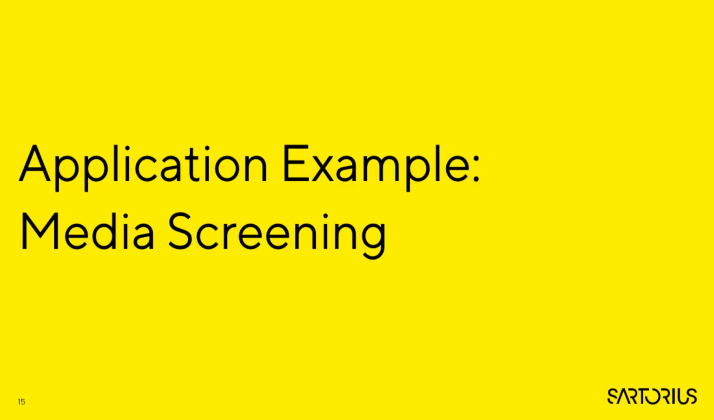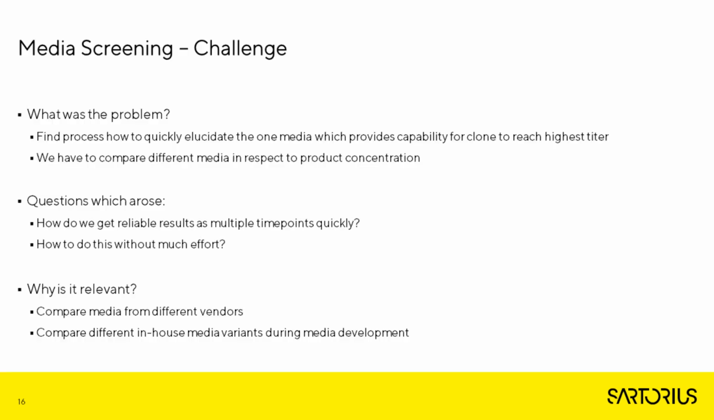So the first application example I want to show is a media screening experiment. Our challenge here was to find a process to quickly elucidate the one media which provides the capability for a given clone to reach the highest titer. The other part was that we had to compare different media in respect to product concentration. So we questioned ourselves, how are we able to get reliable results, like multiple time points, quickly? And how do we do this without putting much effort into it?